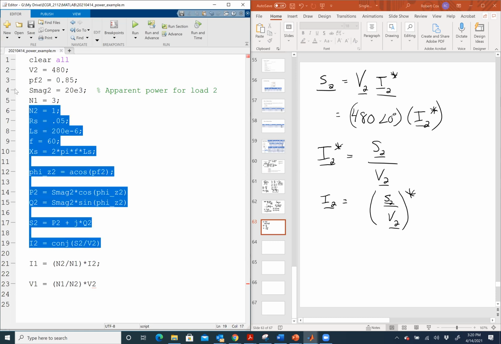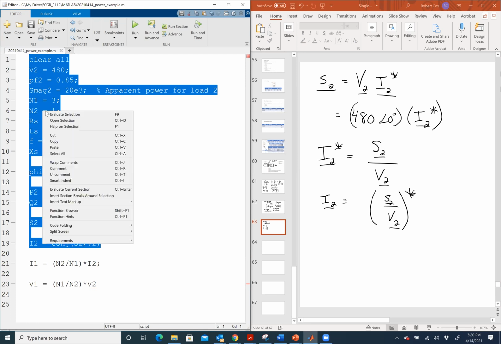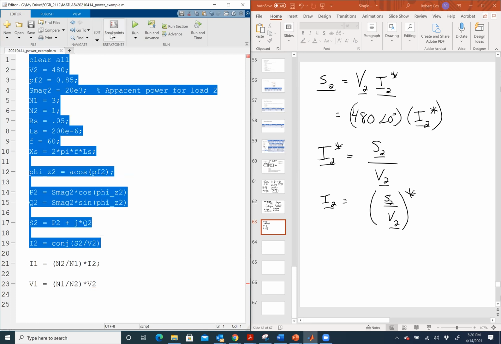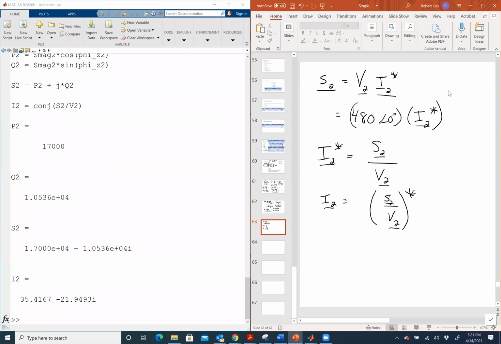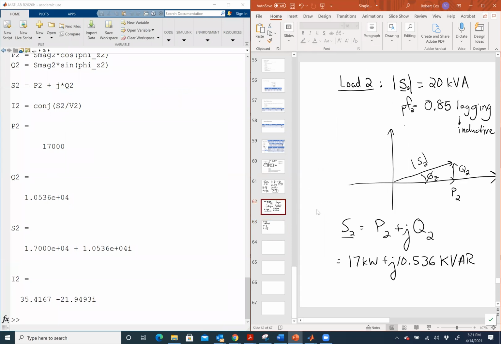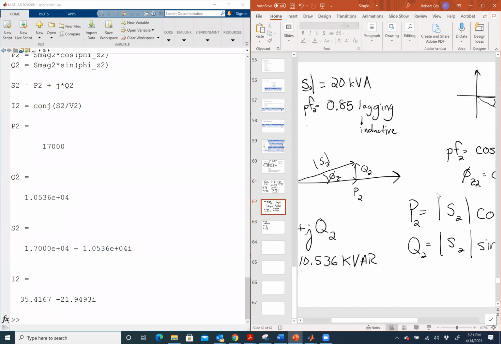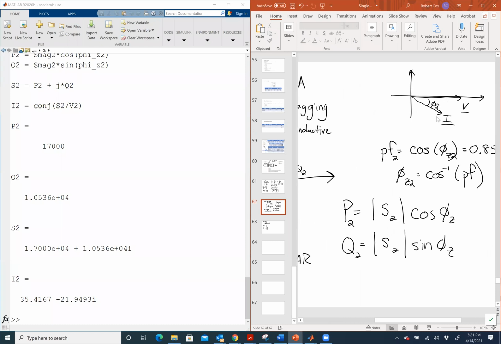All right, so now if I run this, before I do, where should the angle of that current be? Because I want to check to make sure we're right. This was a lagging power factor. Quadrant 4, right? So we said it should be in quadrant 4, and look, it is. I got a positive real part and a negative imaginary part. It tells me I'm over in quadrant 4.